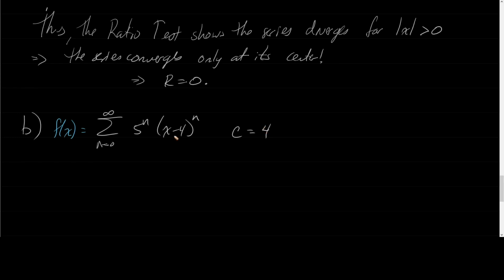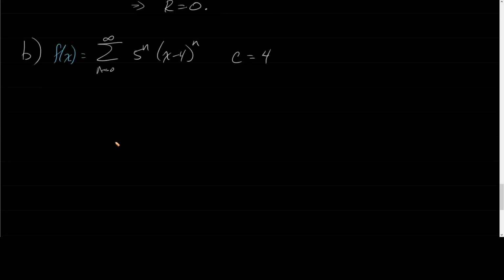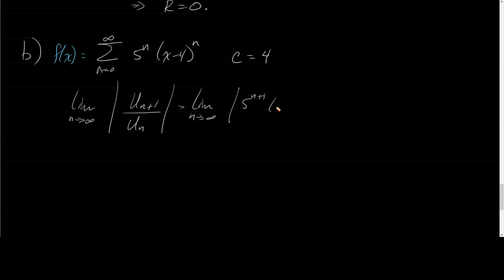So what does that tell us now? Well, we need to do the ratio test. So let's do the ratio test. The limit as n goes to infinity of the absolute value of u sub n plus 1 over u sub n, and we want that to be less than 1. All right, what does that give us? Limit as n goes to infinity of 5 to the n plus 1 times (x minus 4) to the n plus 1 over 5 to the n times (x minus 4) to the n. Oh, sorry, n plus 1. There we go.